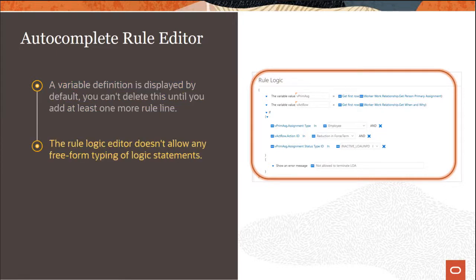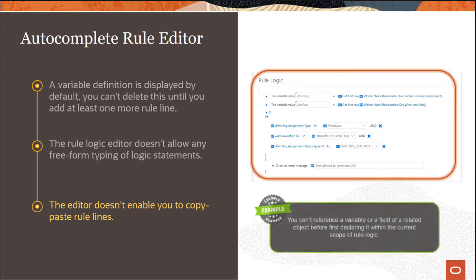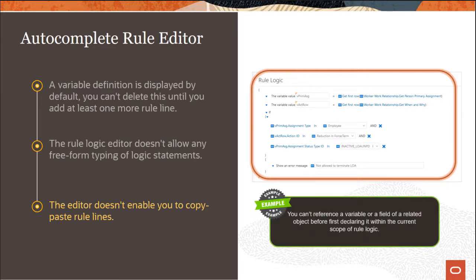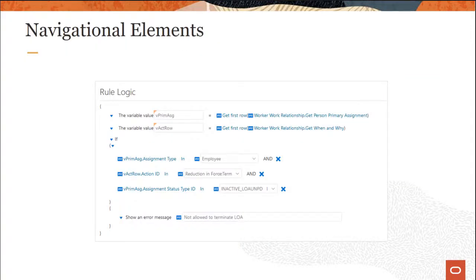The Rule Logic Editor does not allow for any freeform typing of logic statements. It also does not allow you to copy-paste rule lines. This is to ensure certain logical ordering of rule lines, which is built into the logic editor. For example, you cannot reference a variable or a field of a related object before first declaring it within current scope of rule logic. There are three navigational elements in the rule editor to help you build the rule.